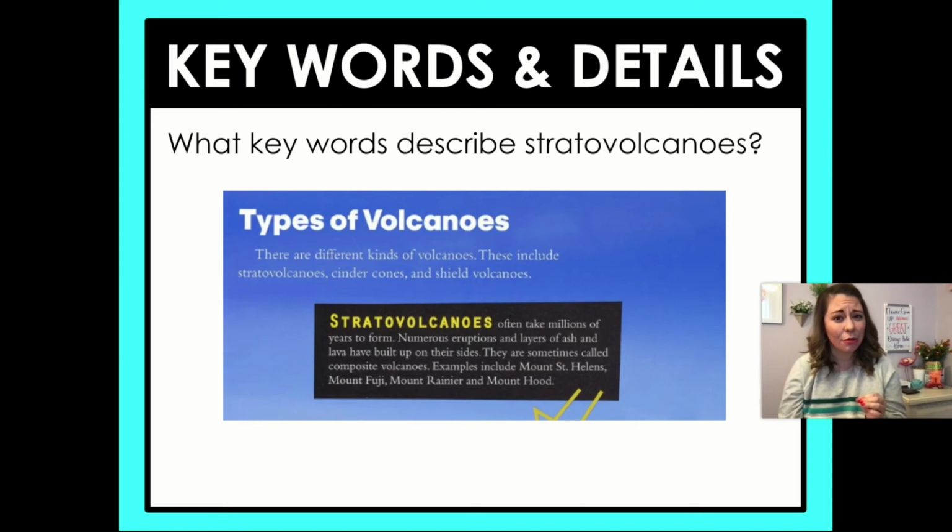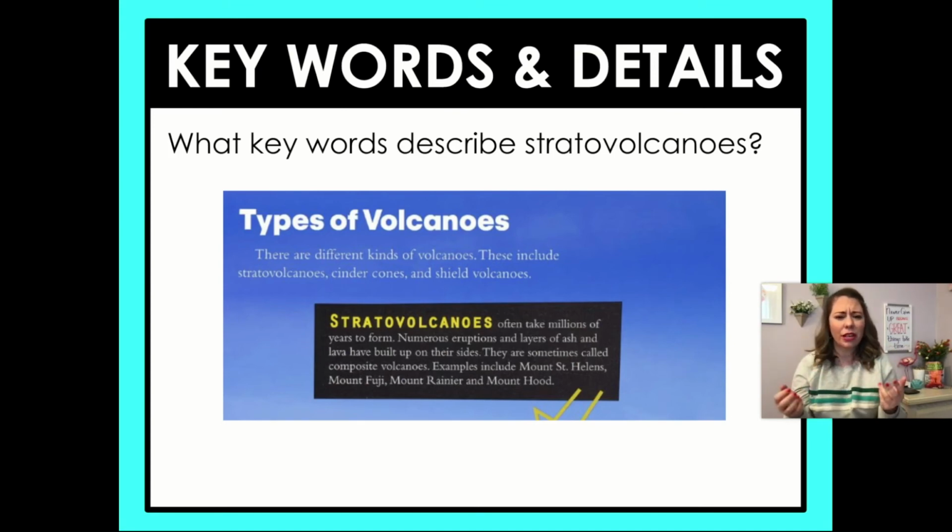What I would say helps to describe some keywords is that they take millions of years to form. Okay, and then it says numerous eruptions. So numerous means more than one, and it says layers of ash and lava built their sides. Those are all key words that can help me understand what a stratovolcano is. They're simple, they're easy to understand, and they give me a good, clear picture of what a stratovolcano is. I know they take a long time to form. They erupt a lot. They have layers of ash and lava on their sides that built them up.